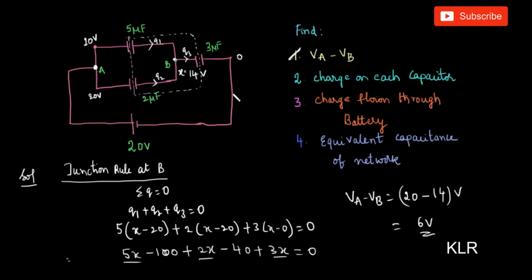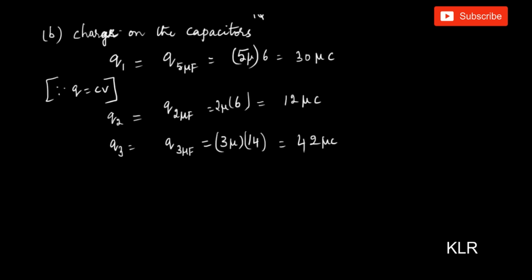If this is 42, now this Q3 is the charge which is flowing through the battery. Okay, so the charge flowing through battery is Q3, which is equal to 3 into 14 minus 0, 3 14s are 42. So the charge flowing through the battery is Q3, which is equal to 42 microcoulomb.